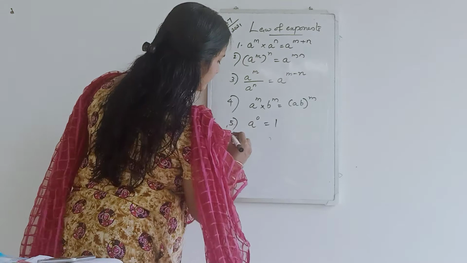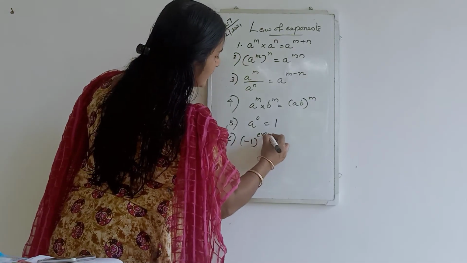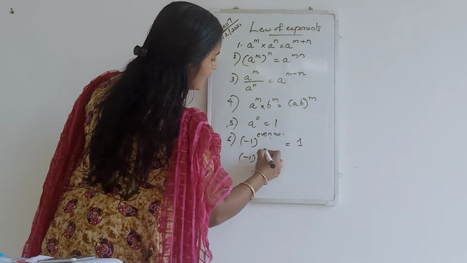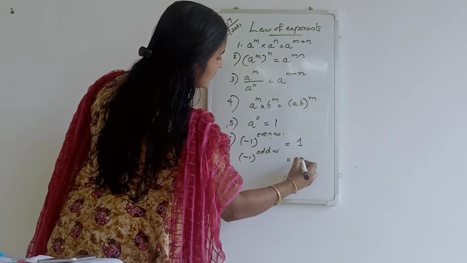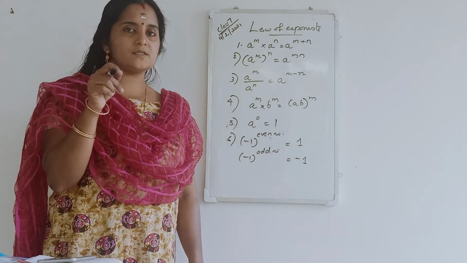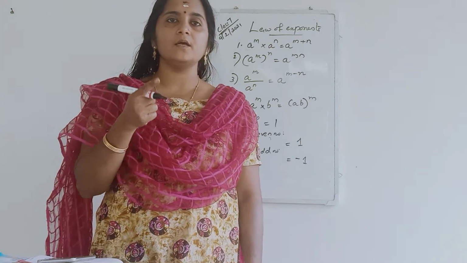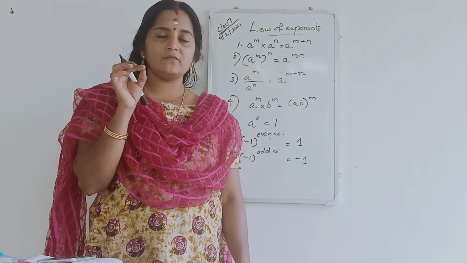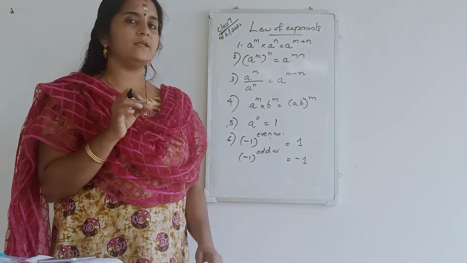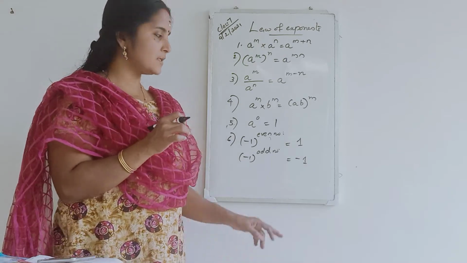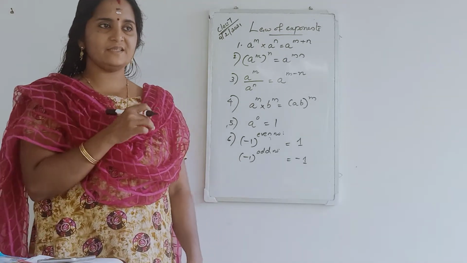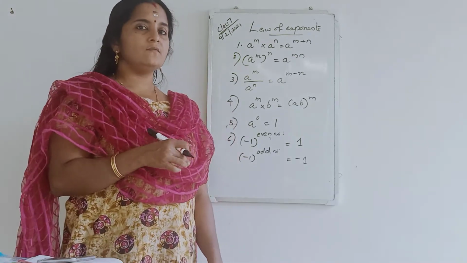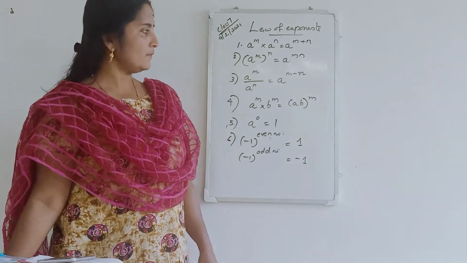Then minus 1 raised to an even number is 1, and minus 1 raised to an odd number is minus 1. That is, if the power is an even number, then the answer becomes 1, because the negative sign cancels. But if we have an odd number in the power, the negative sign exists, that is, the answer becomes negative 1. These are the laws of exponents we discussed, and using these laws we do the problems.